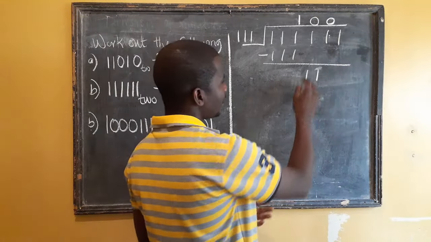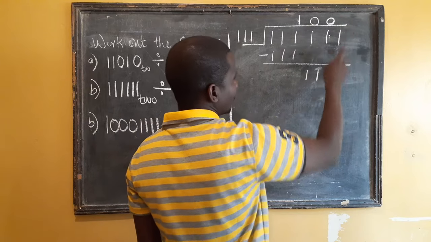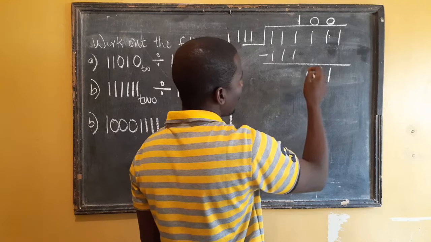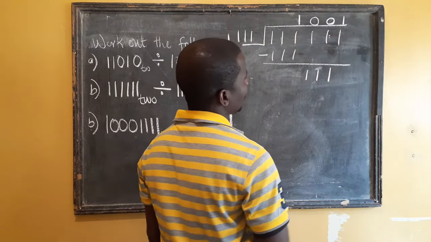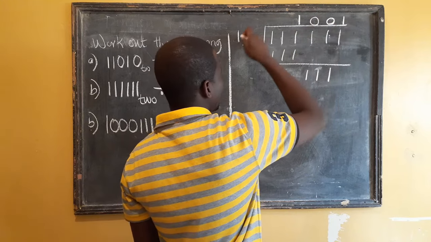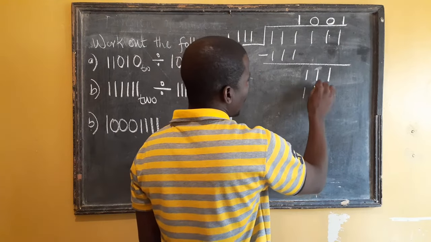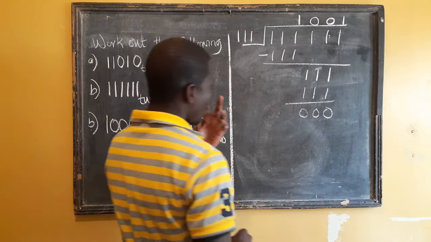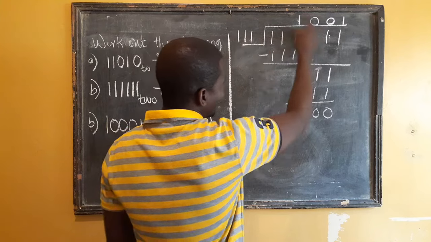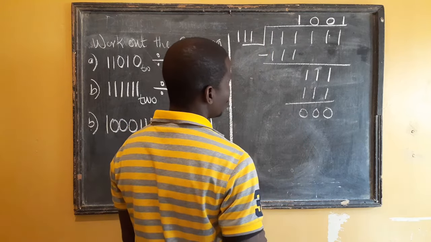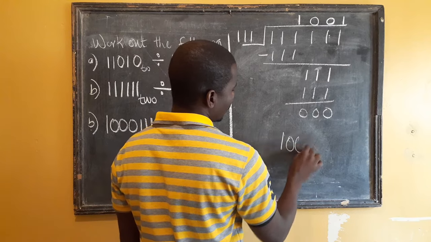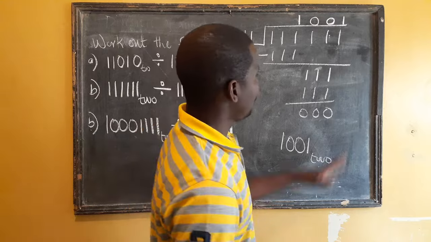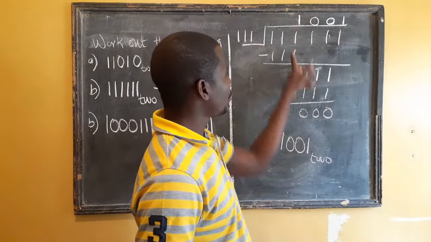So then, at this point, we drop this one down. We have 111 against 111. So this can go into this one. How many times? 1. Then you multiply this by this one. It will give us 111. This will give us 0. So our final answer, when we divide these two, is going to be 1001 in base 2. If you want, you could have continued multiplying here.